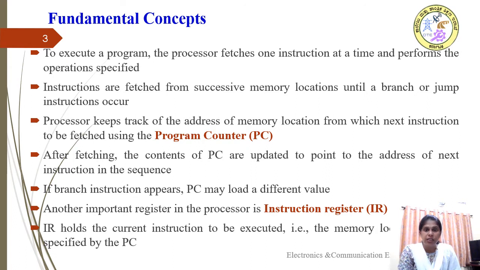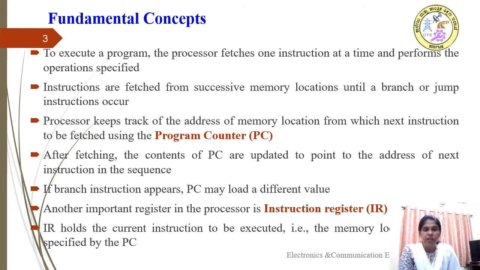The address of the instruction which has to be fetched from memory is available in one of the registers, called the program counter. So the processor keeps track of the address of the memory location from which the next instruction has to be fetched using the program counter. After fetching one instruction, the content of the PC is updated to the next address. If a branch instruction appears, the program counter content will differ; it won't be the next memory location address.